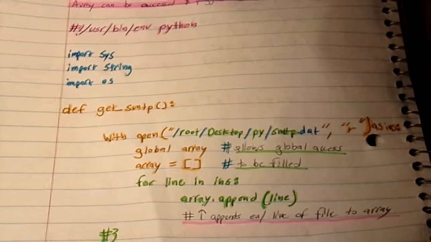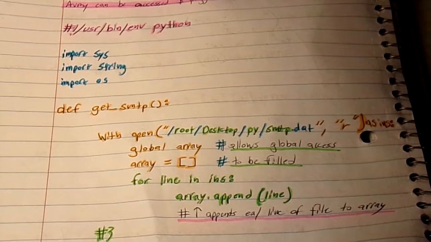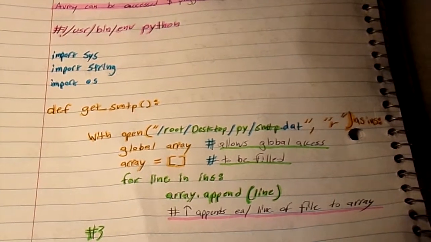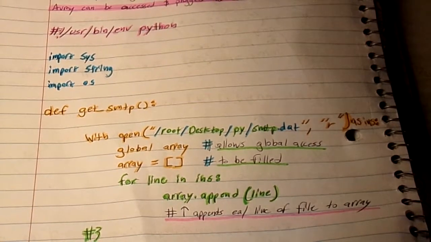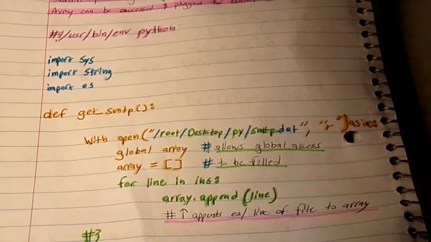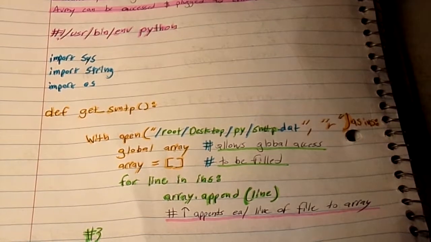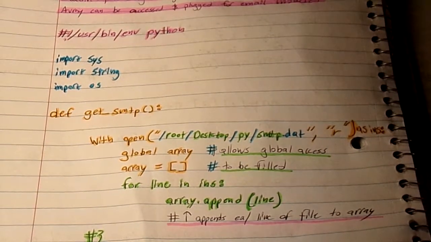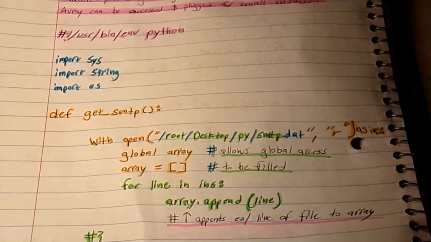Okay everybody, today we're going over a Python script, and the objective of this script is it pulls configuration settings from a file and it sets each line of the file to an array. An array is basically like a variable, except you could put more than one piece of information in it.